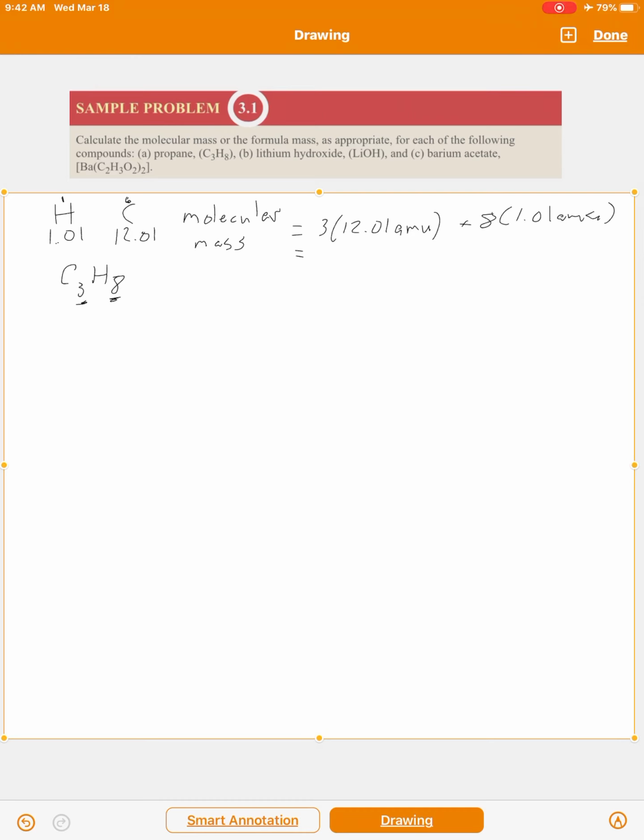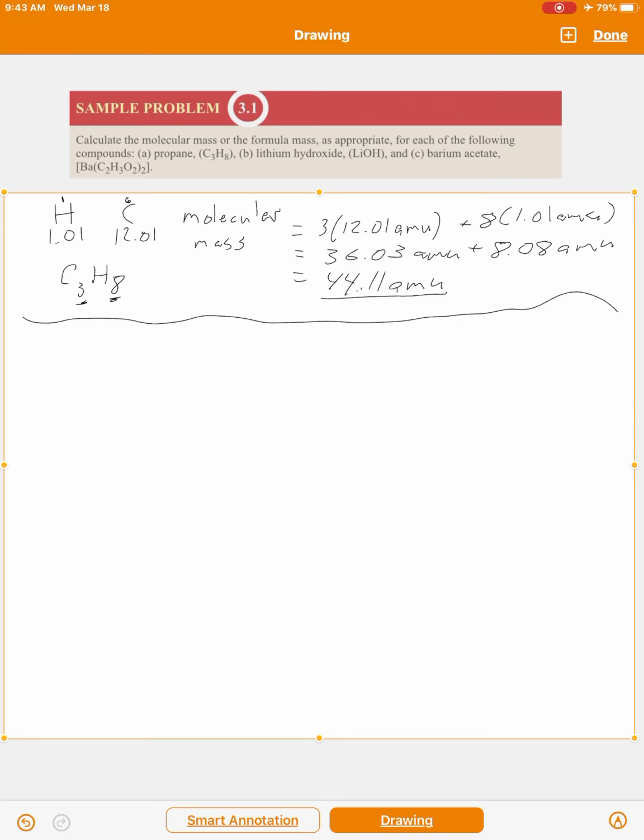All right, well, 3 times 12.01 is 36.03. And 8 times 1.01 is 8.08. So if you add those two together, it looks like you get about 44, right? 44.11 AMU. So that would be the molecular mass of propane. What that means is one molecule, one little molecule of C3H8 weighs 44.11 AMU. Okay, that's the molecular mass.